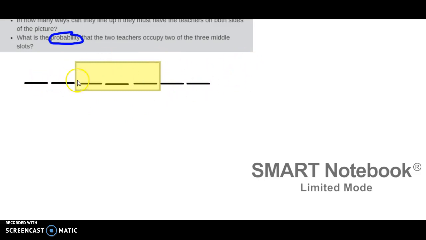The total number of possible ways to line all 7 people up was the very first question. So the number of elements in the sample space or universal set is 5,040. Remember, that was the very first question. How many ways can I line them up? Now, let's talk about how we're going to figure out the number of ways that the 2 teachers can occupy 2 of the 3 middle spots.